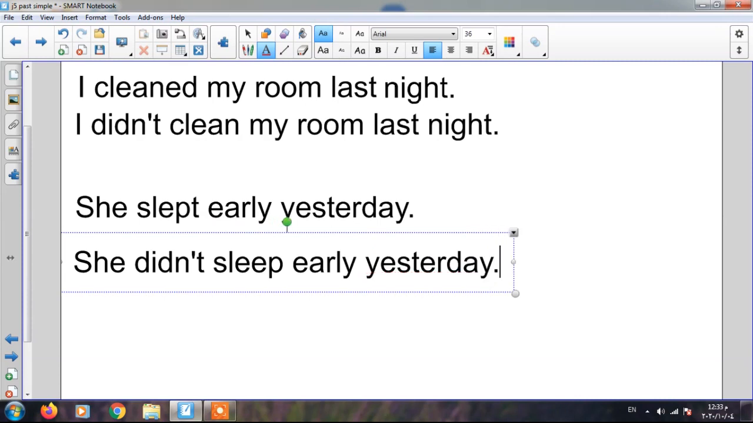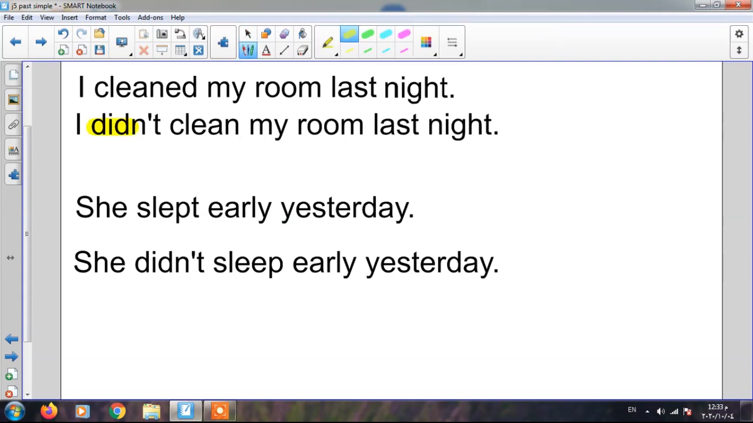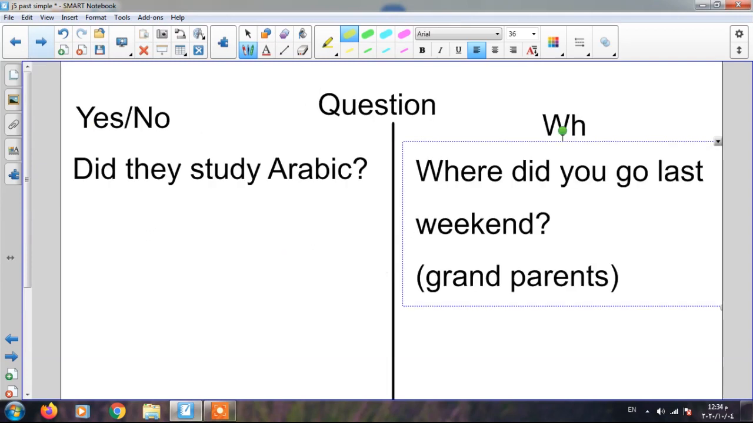That's great. So remember that I used didn't, or did not, in the negative form, and it must be followed by the infinitive form. Again, I used didn't or did not, and it must be followed by the infinitive form. Now let's move on to the question form.